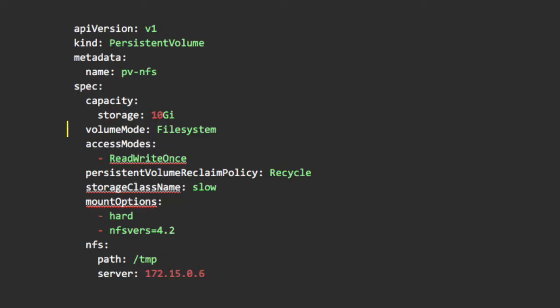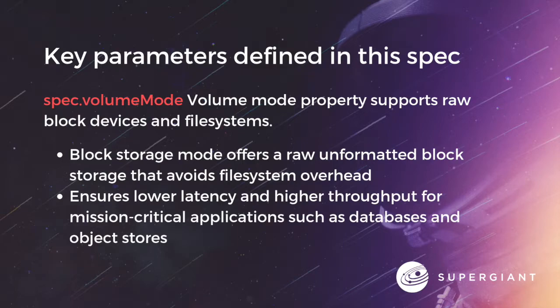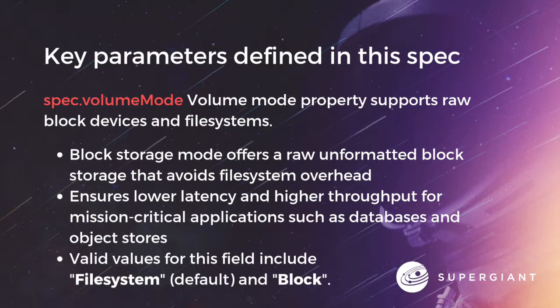Spec volume mode, available since Kubernetes version 1.9. The volume mode property supports raw block devices and file systems. Block storage mode offers a raw, unformatted block storage that avoids file system overhead and hence ensures lower latency and higher throughput for mission-critical applications, such as databases and object stores. Valid values for this field include file system, the default, and block.